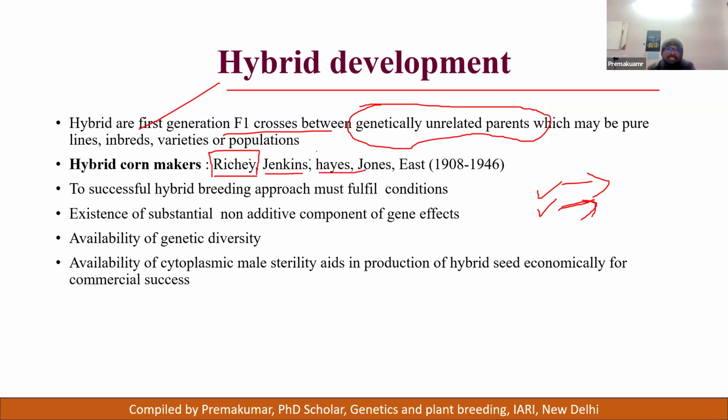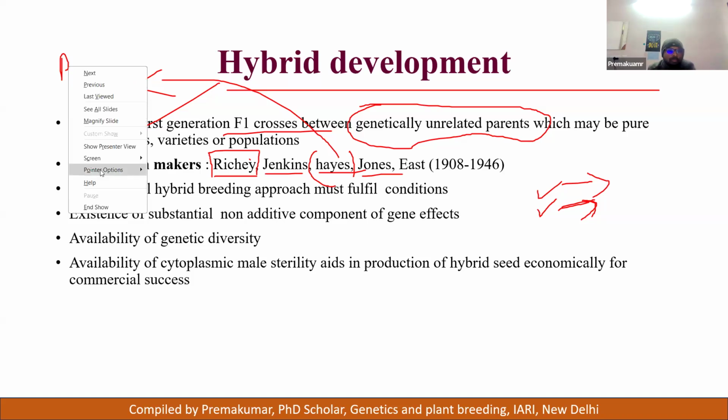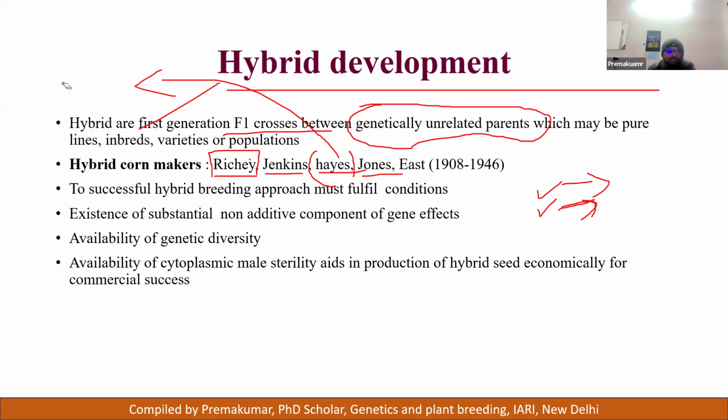Then Hayes we discussed. He also majorly contributed. Which book? The book written by Hayes? A Professor's Story of Hybrid Corn. Jones, contribution of Jones. Double cross hybrids. And the contribution of East and Shull. Okay, East and Shull.